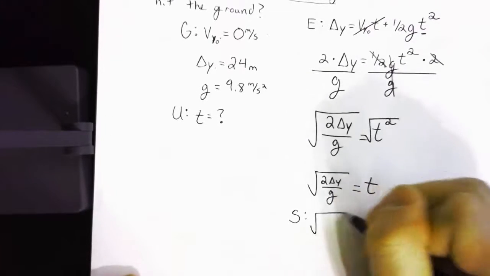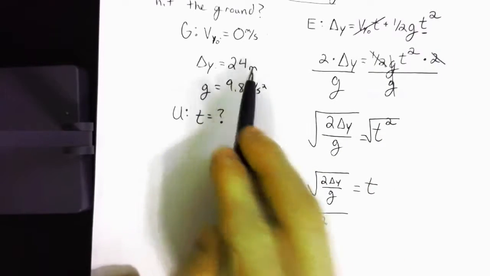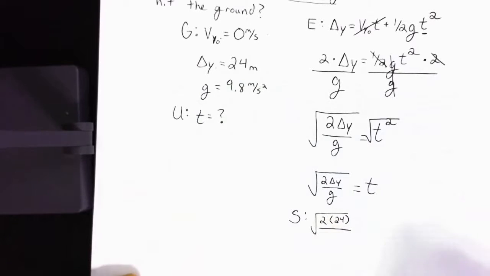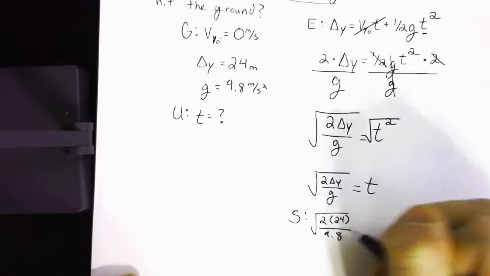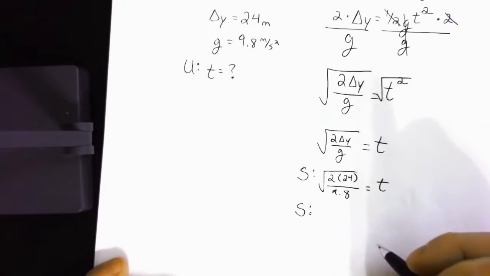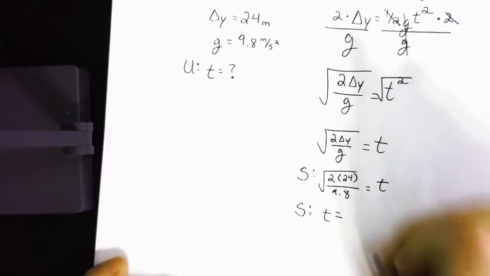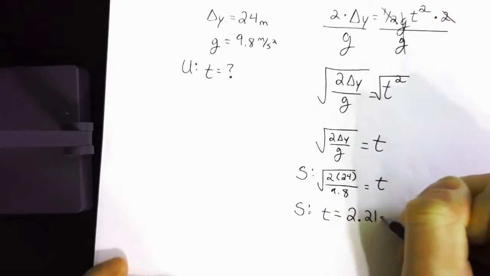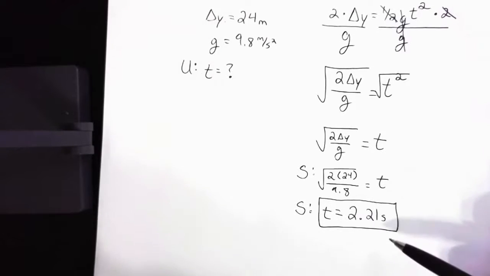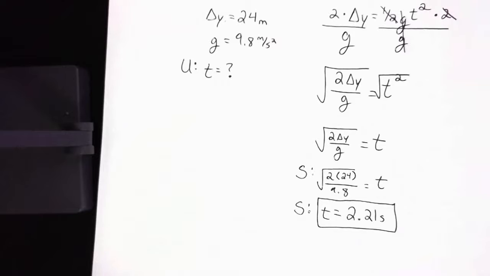So the square root of 2 delta y, which was 24, divided by g, which is 9.8. And so our last step is solve, which says time is going to be, and it comes out to about 2.21 seconds. That would be my answer. Do not leave your answer in fractional form. You don't need to worry too much about sig figs either. Rounding to the hundredths place is perfectly fine, perfectly acceptable.